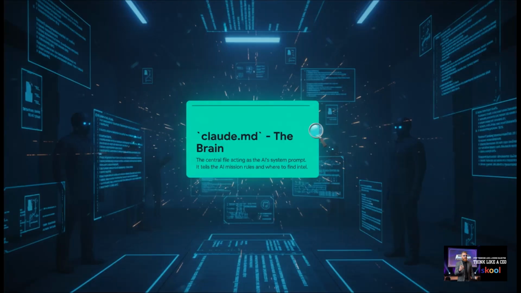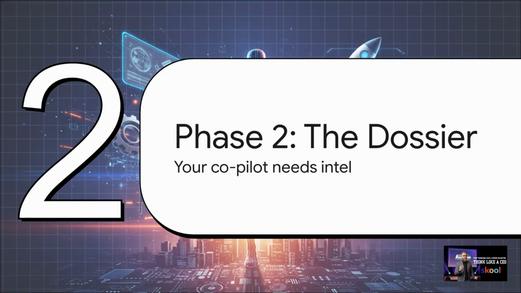Now pay attention, because this is probably the single most important file in the whole system, claude.md. You can think of this file as the copilot's brain. Every single time you talk to it, it reads this file first. This is what tells it the rules of engagement, its main purpose, and crucially, where to find all the other intel you're about to give it. All right, lair is established.